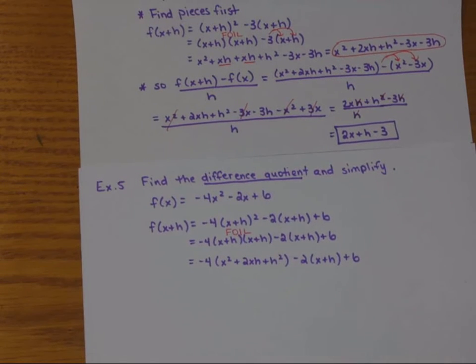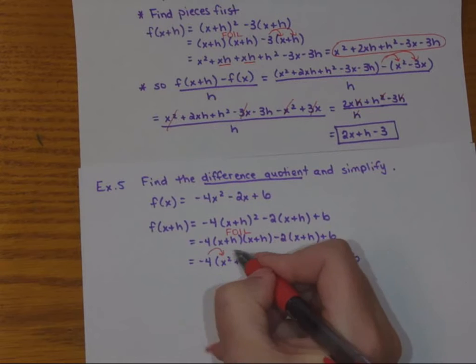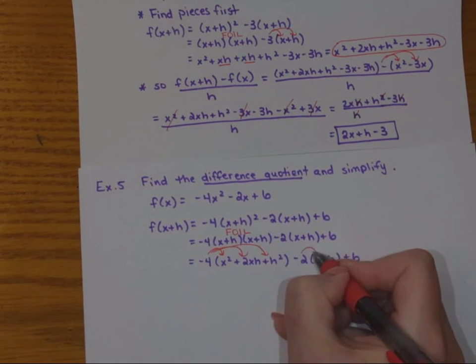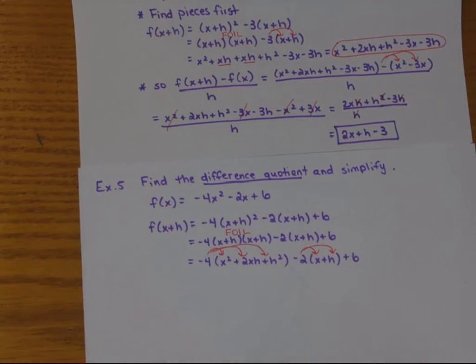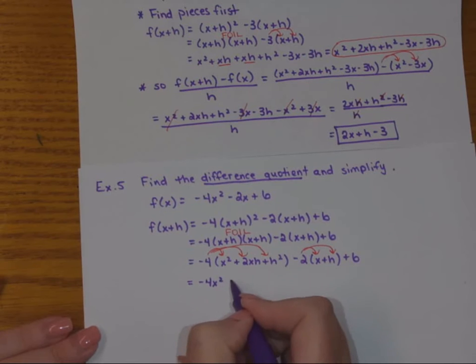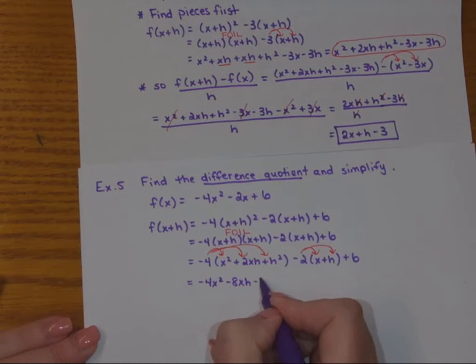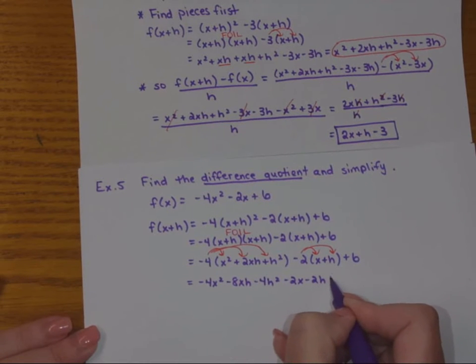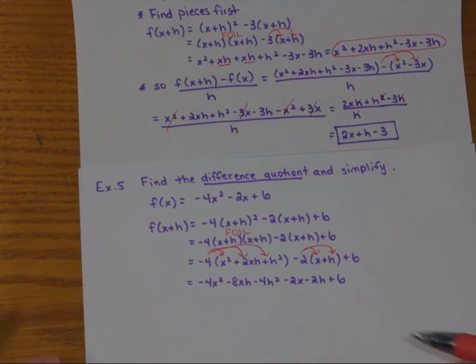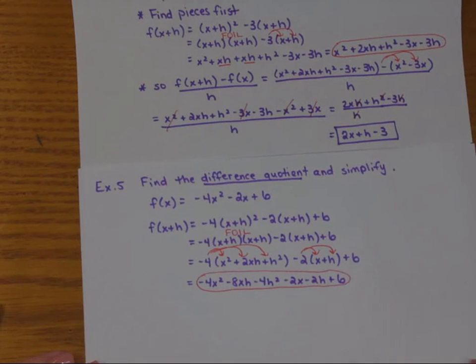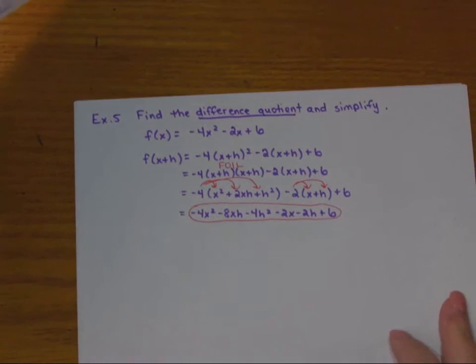So I FOIL first, and then I'm going to work my negative 4 through this parentheses. The negative 4 distributes to that parentheses, and the negative 2 distributes to this parentheses. So you end up getting negative 4x squared minus 8xh minus 4h squared minus 2x minus 2h plus 6. So again, the first step is actually the hardest in this equation. Finding the f of x plus h is almost always the hardest part.